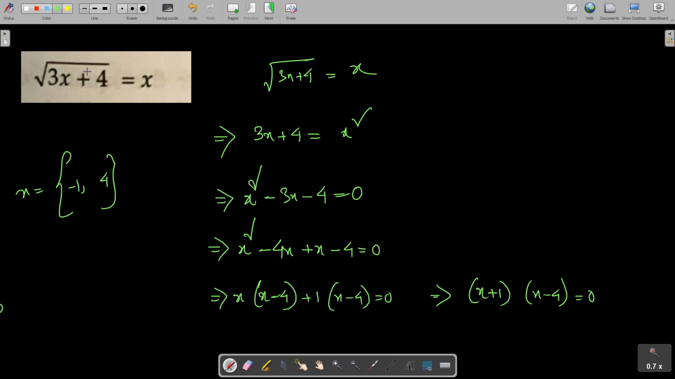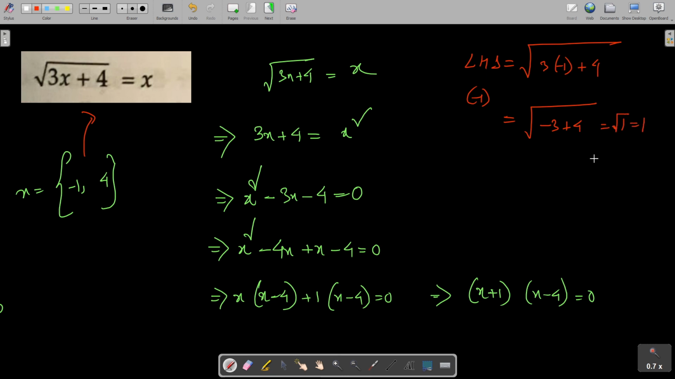Now what should we do? We should always verify when we are doing root questions. So let's start with left hand side. We'll first take the value minus 1. Left hand side we have under root 3 into minus 1 plus 4. So what will we get from here? Minus 3 plus 4, which is root over 1, which equals 1. Let's see the right hand side. Right hand side, x is minus 1. See, left hand side we are getting 1, right hand side we are getting minus 1. So minus 1 cannot be a root for this equation.